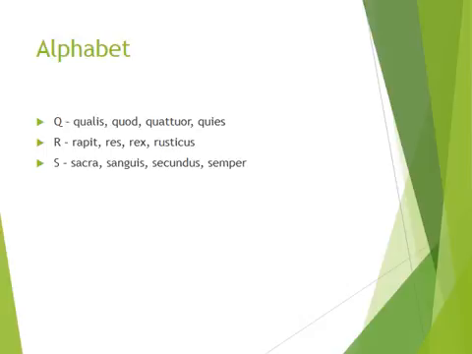S is going to make an S sound like a hiss. It's never going to make a Z sound like we sometimes make it in English. So sacra, sanguis, secundus, semper. T is going to make a T sound. Sometimes we make it a D sound in English, but it's always going to make a T sound. So tacite, talis, tres, toga.